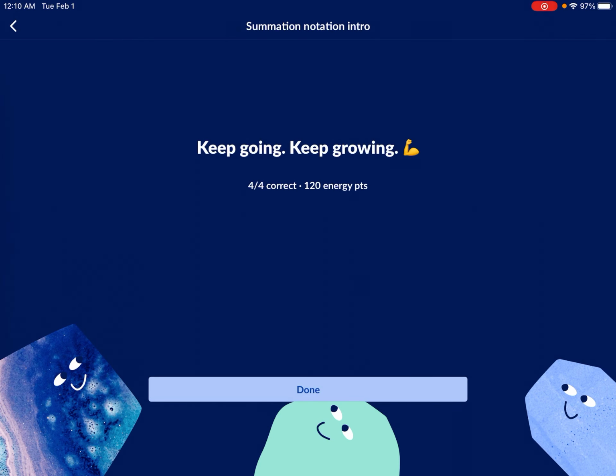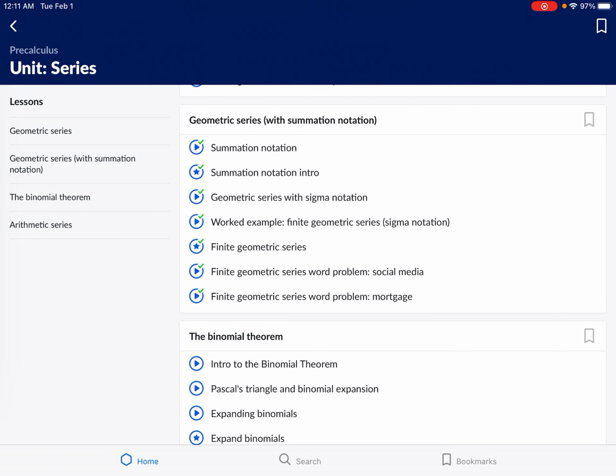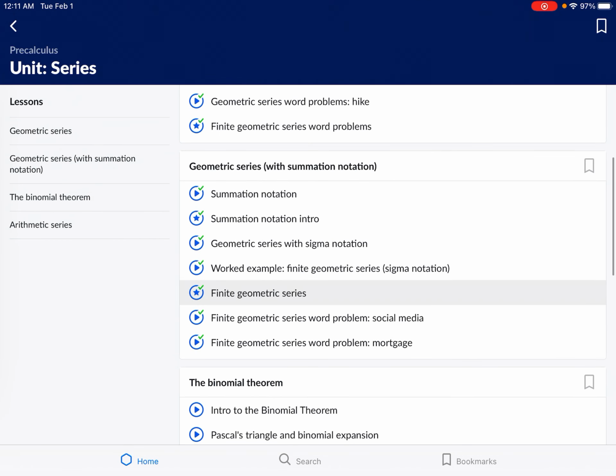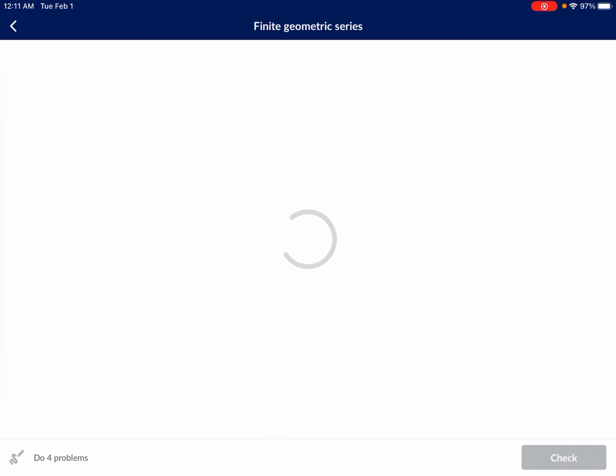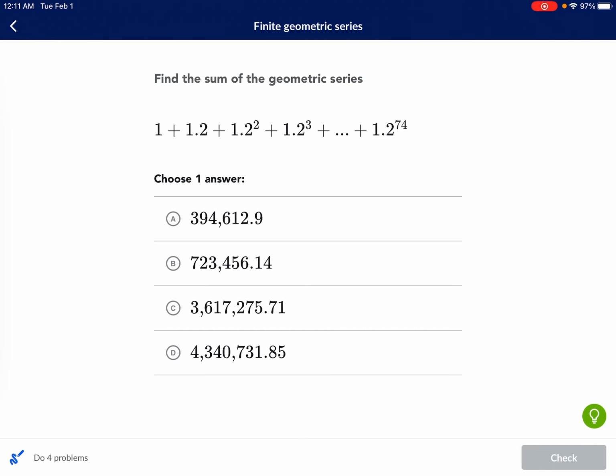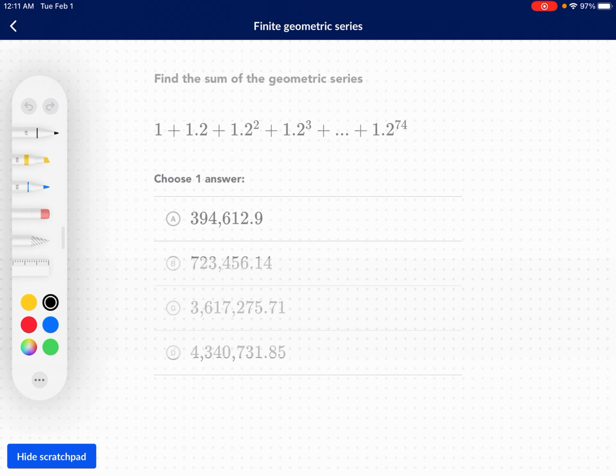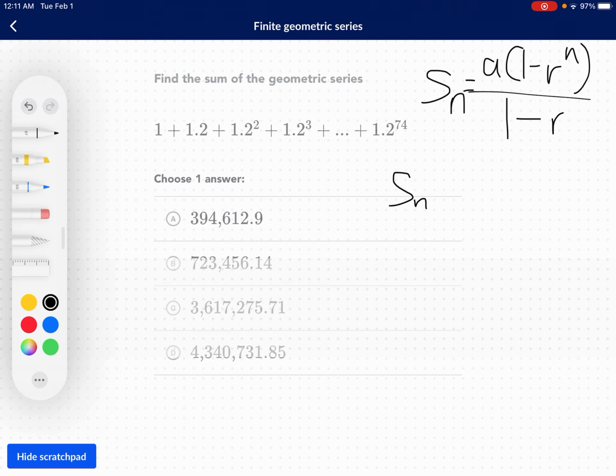Alright, this is the first part of this quote-unquote quiz. The second part is this star over here. Okay, find the sum. So this formula is the sum of n terms equals the initial term, open parentheses, 1 minus the common ratio to the nth power, over 1 minus the common ratio. So just substitute everything to find the sum.